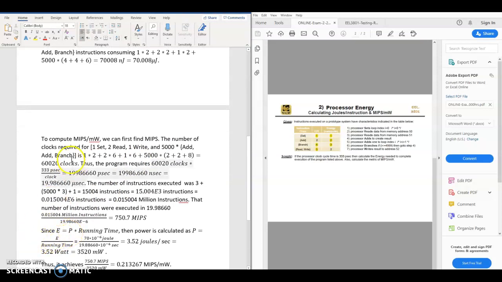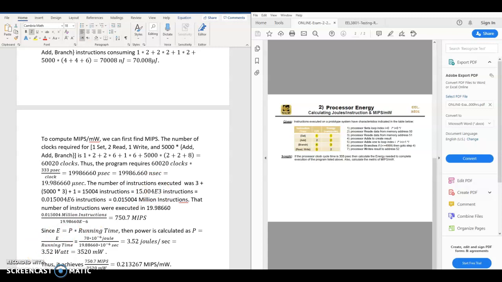And then to compute MIPS per milliwatt, we first have to find MIPS, which means we need to first find the number of clocks required. Since we have 1 set, 2 read, 1 write, and 5,000 add branch instructions, which come from the loop, that gives us 60,020 clocks, which came from multiplying each of these instruction types by their respective CPIs. Now we multiply these total clocks by the number of picoseconds per clock to get the total time.